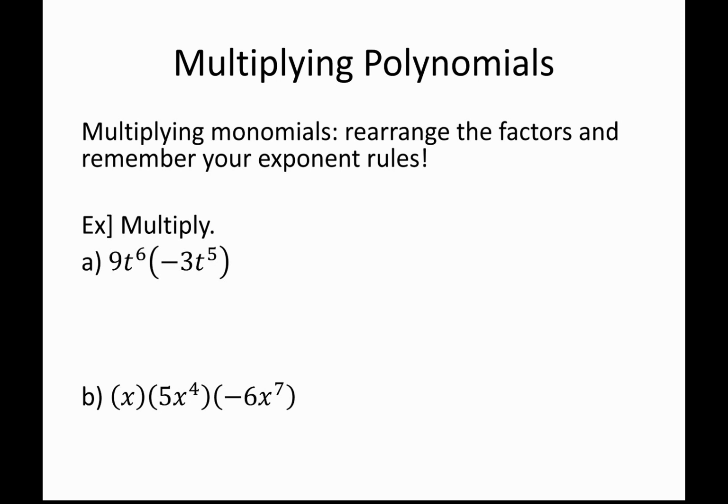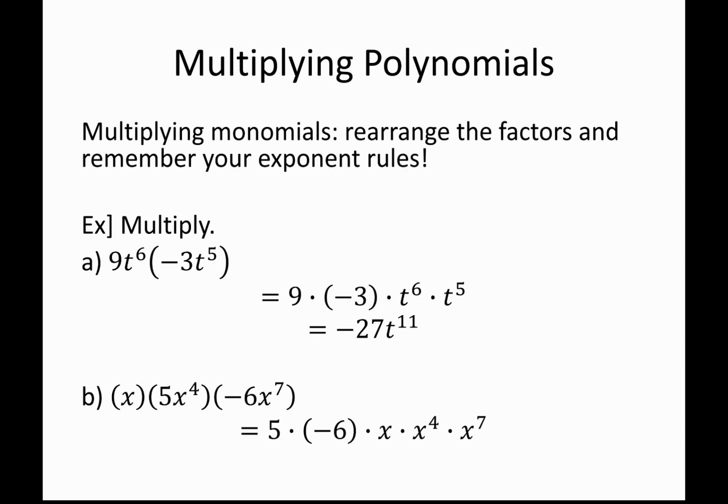So for example A here, we're going to be rearranging the factors. The coefficients go in the front, the variable factors go in the back, and multiply the coefficients and use the product rule on your variable parts. And there you have it, all done. Let's do the same for example B. Rearrange all those factors, implement the appropriate rules, and you are finished.